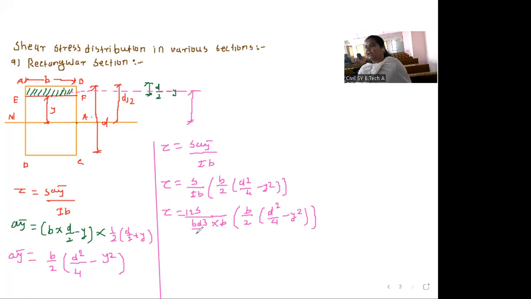Now pay a little attention, tell me what can get cancelled here. First we will do 2, 2, 6. Then this b and this b get cancelled. No, but d square by 4 and minus y square are common in the bracket. So tau is equal to 6S divided by b d cube, into d square divided by 4 minus y square. So this is the shear stress for this rectangular section.